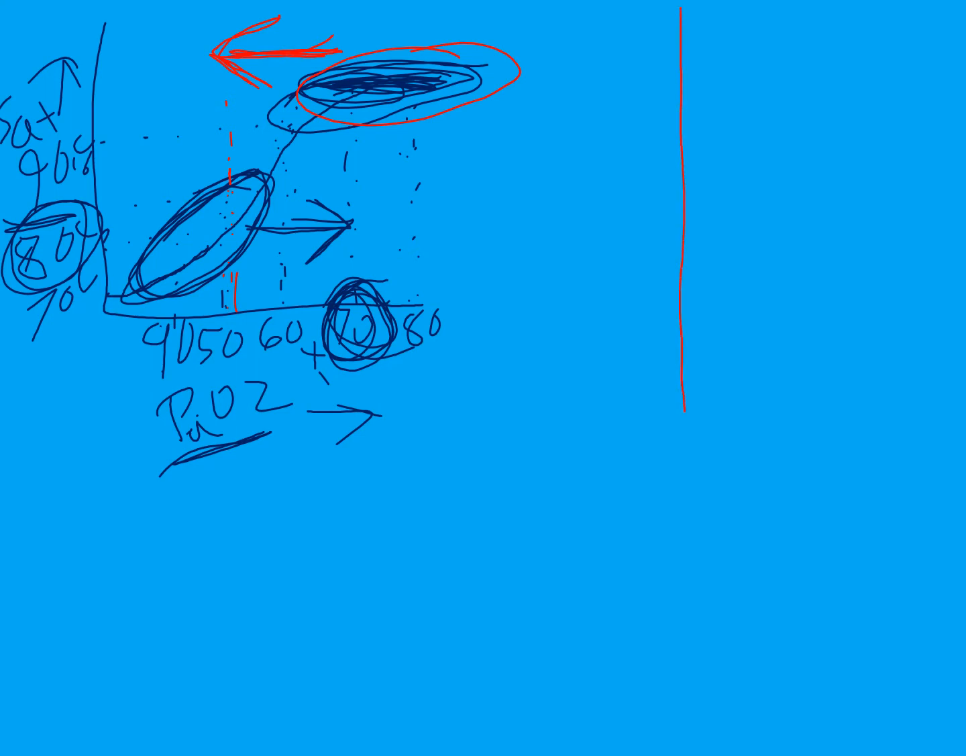So if we're looking at this, we're looking at a left shift and then a right shift. So left shift equals low pressure, high saturation. And a right shift is high pressure for a low saturation.